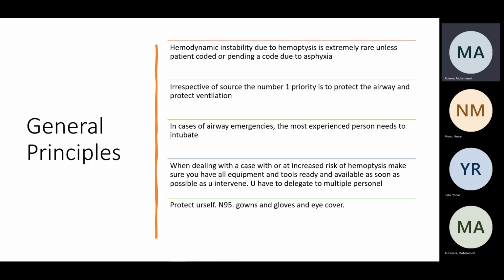And the last and most important thing, always protect yourself. When you're dealing with massive hemoptysis, don't intubate without a mask. N95, gowns. You don't know what's going on. Remember, one of the most common causes of severe massive hemoptysis is tuberculosis, mycetoma. Always be what? Safe. Okay?